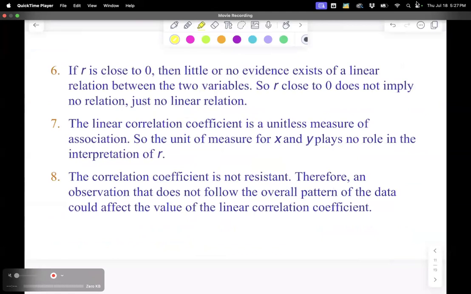If it's close to 0, there's little or no evidence that there's a linear relation. So closer to 0 means there's no linear relation or a super weak one. We don't attach any units. The R value is just a value, so we just say that the R value is 0.93, and then we can interpret it. It's not resistant. Therefore, if you have an outlier, it's going to pull your R value in the outlier's direction. So outliers will drag your correlation coefficient, so just be aware of that.